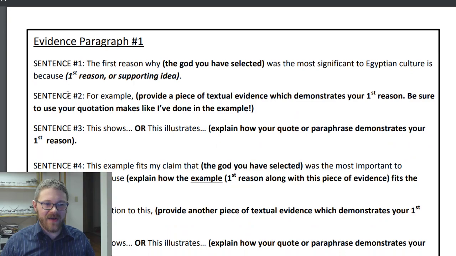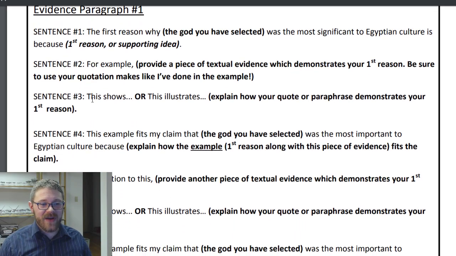Here in evidence paragraph 1, notice in sentence 1, you're going to say the first reason why, and then you just have to write the god you selected was the most significant to Egyptian culture is because, and your first reason. In sentence 2, you're going to say, for example, you're going to give me your piece of evidence which demonstrates your first reason, and you've got to use quotation marks like I did in my example, except in the one where I screwed it up.